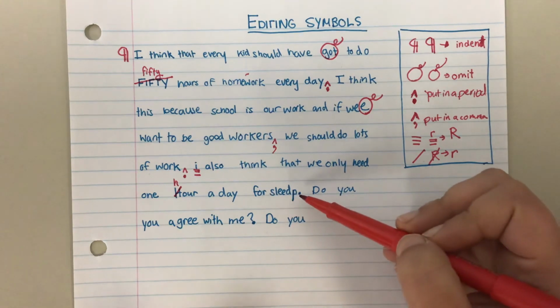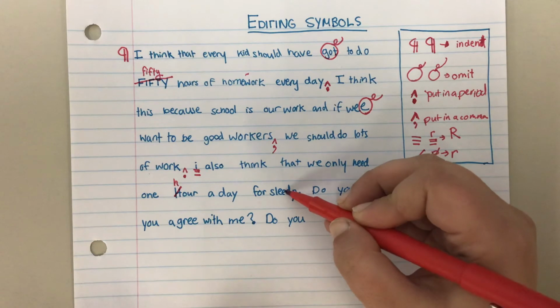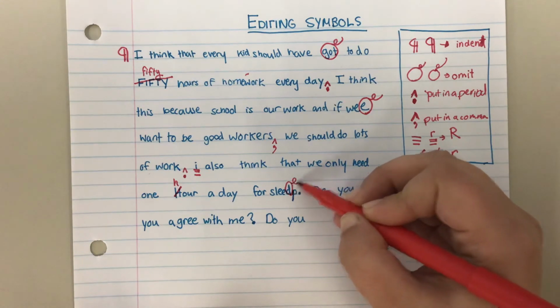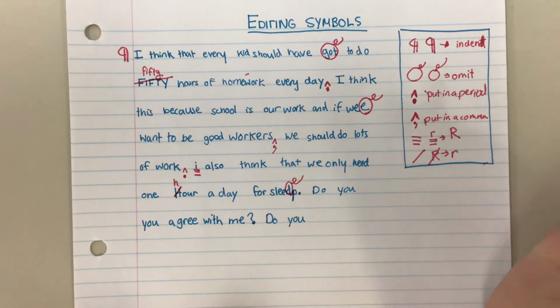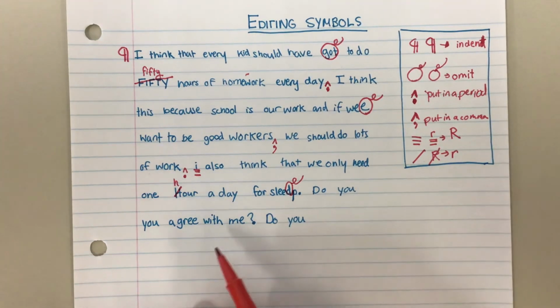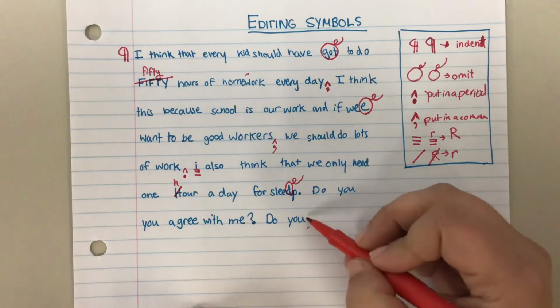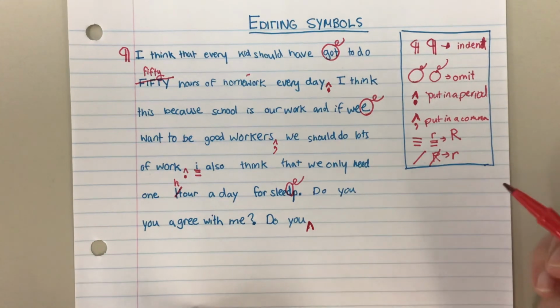1 hour a day for sleep. Is that how we spell sleep? I don't think so. I think we got to get rid of that D. So I'm going to circle it, and I'm going to do a little woo, throw it in the garbage. Get rid of it. Finally, last 2 sentences. Do you agree with me? Good. Do you? Oh, I still need something at the end of this sentence here. I need some form of punctuation. A period doesn't make sense, though.